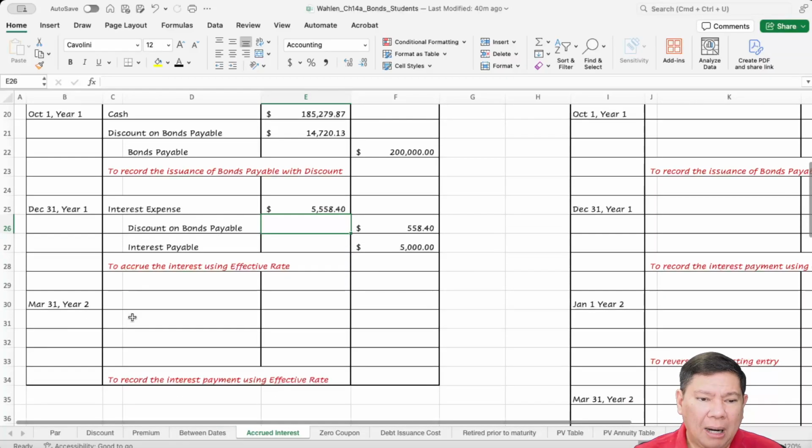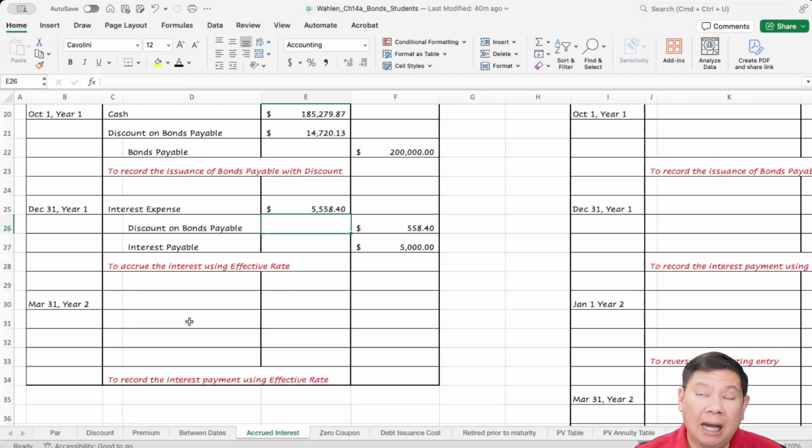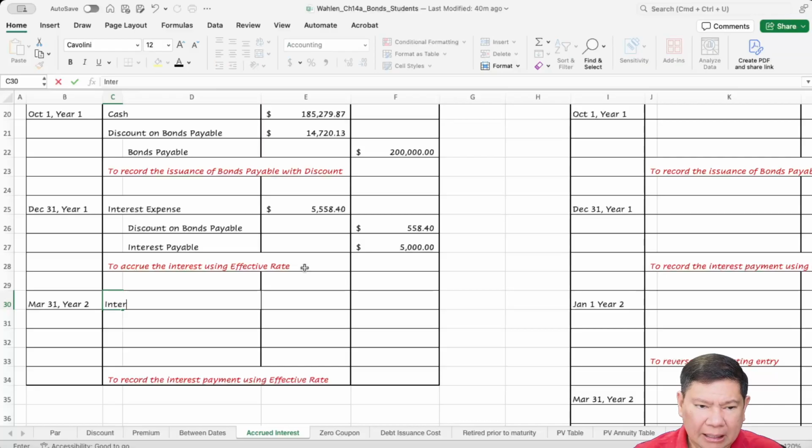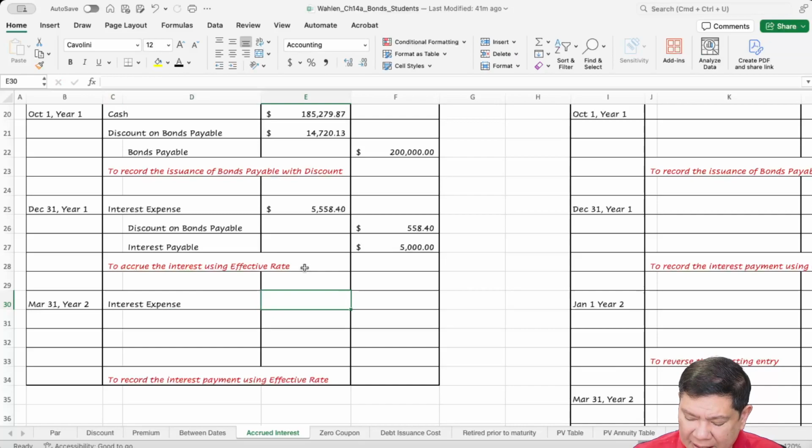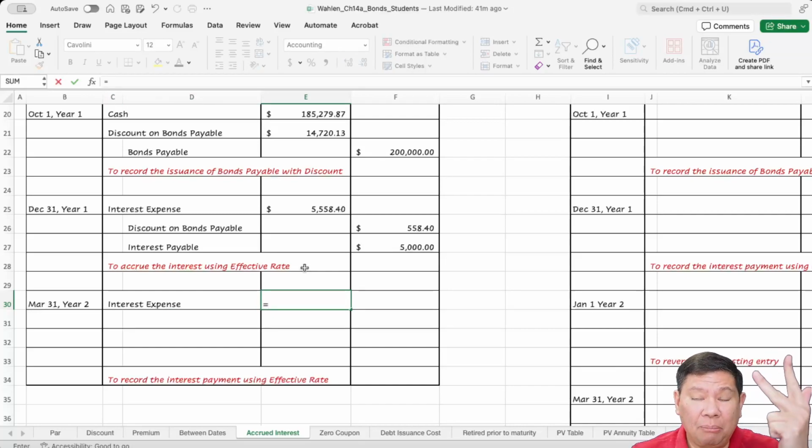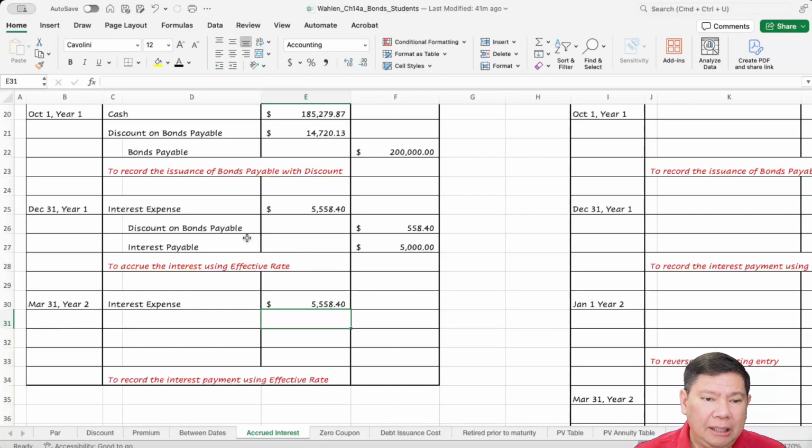Now, when we get to March 31st, and we are paying the first interest payment, we have to recognize interest expense for the other 3 months, January, February, March. So this is for October, November, December. This is for January, February, and March. Okay, and then we are paying off the interest payable.